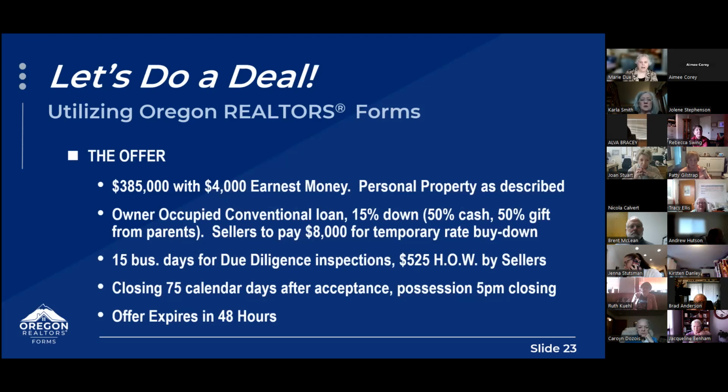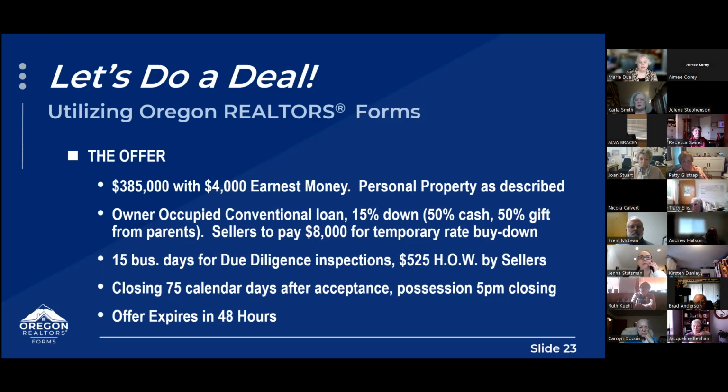Okay, so now the buyers are going to make the offer. The asking was 407,500. They're going to come in at 385,000 with $4,000 earnest money, and then the property, personal property, as we described, owner occupied conventional loan. Keep in mind the seller has a tenant. This is going to be owner occupied.